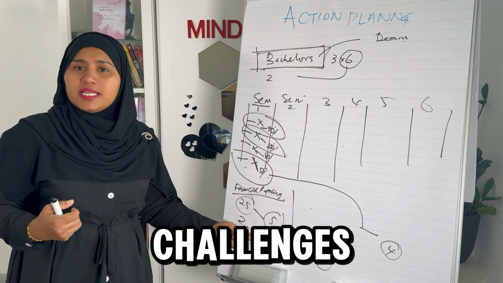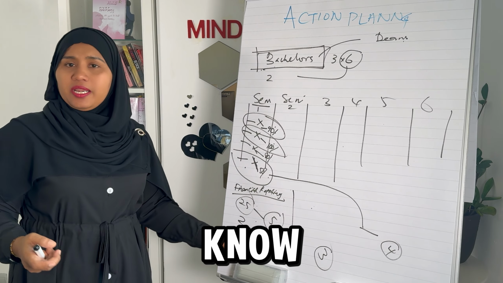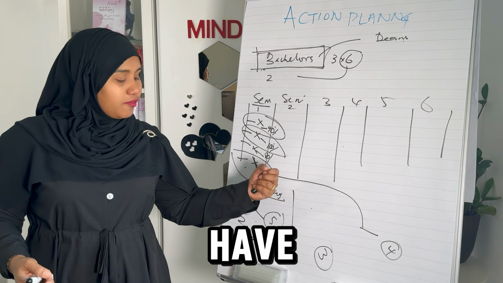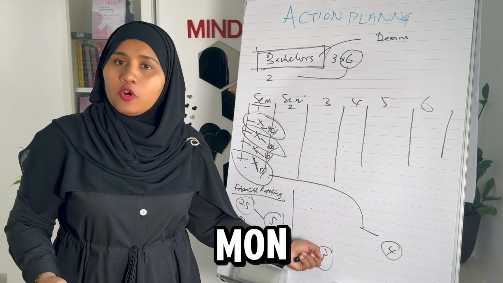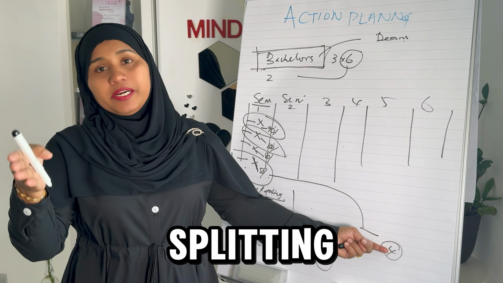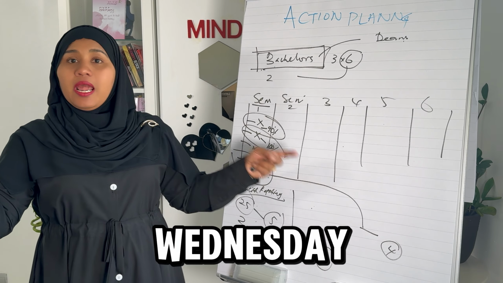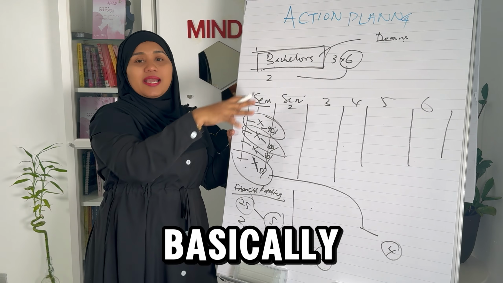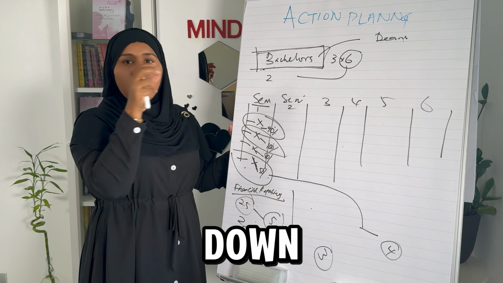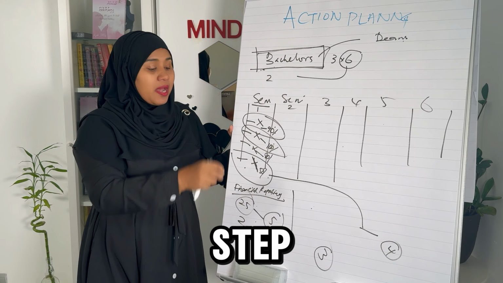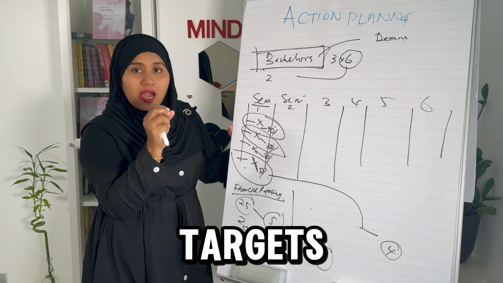Now, whatever the challenges you are encountering, you know that I have to allocate these 2 hours on Sunday. I have to allocate these 3 hours on Monday. And I have to allocate these 4 hours, splitting it on Tuesday and Wednesday. And I'll arrange the rest of the things in the day. So basically action planning is chunking it down to smaller steps: what you should be doing in each step, setting milestones and targets also.